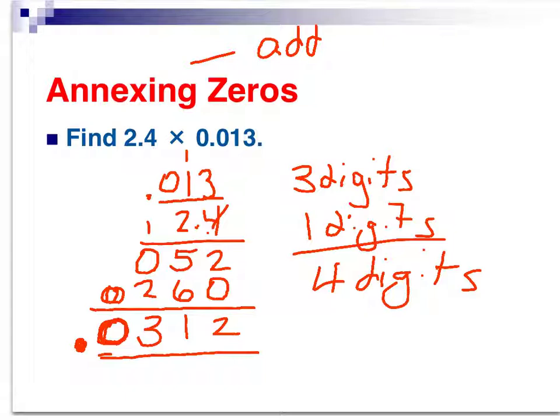which by using estimation as well makes a lot of sense when you think about it. Because if I were to estimate it, 2.4 is about 2, and 0.013 is very, very close to 0. So I need an answer that's very, very close to 0. And 0.0312 is very, very close to 0.